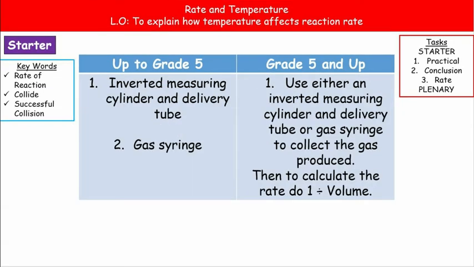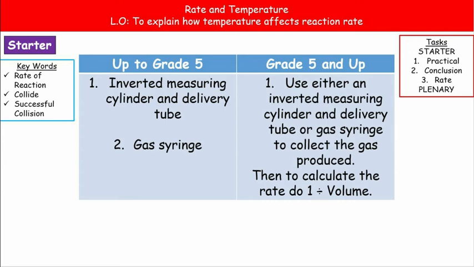Okay, let's check those answers then. So obviously tick it if you get it right. If you don't get it right, then write those corrections in. So for those of you doing up to grade 5, two ways we can measure the volume of gas we make. The first is using an inverted measuring cylinder with a delivery tube. Obviously that's filled with water. You might have described it in more detail. The second one is we could use a gas syringe. So give yourself a mark for each of those methods.